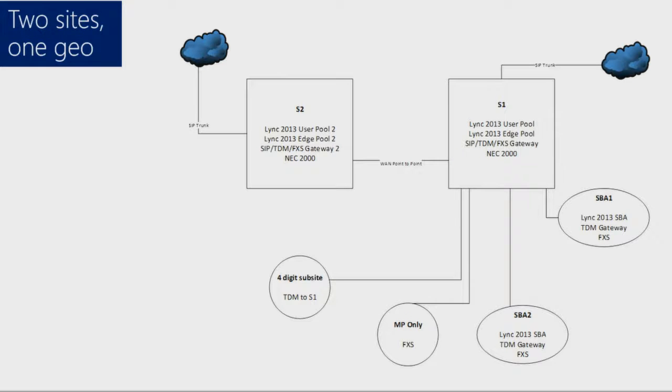We've also, on this one, had a couple of SBAs that I'm not going to talk about right at the moment, an MP only for some FXS and another 4-digit subsite. As a side note, the really interesting part of this project was allowing for this whole structure up here to lose its SIP trunks and gateways and be able to go out one of the 2 SBAs and make phone calls. That was kind of fun.